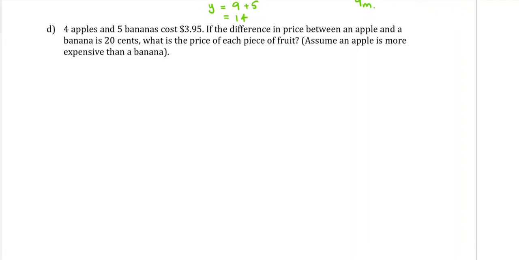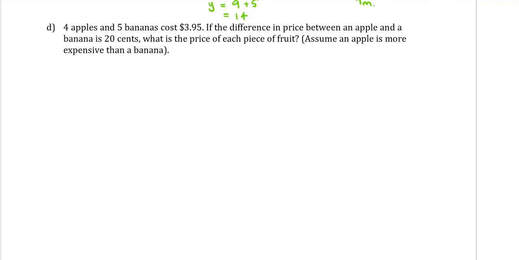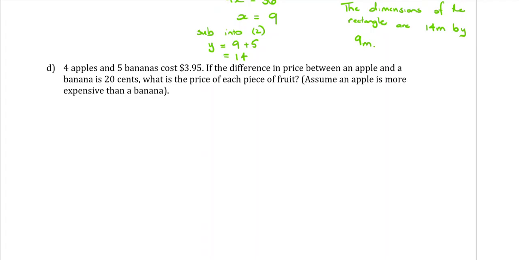Okay, part D. 4 apples and 5 bananas cost $3.95. So let's, for something different, let's use the letter A for apples and B for bananas. So 4A plus 5B is equal to $3.95. If the difference in price between an apple and a banana is 20 cents, what is the price of each piece of fruit? Assume that the apple is more expensive. So if the apple is more expensive and we subtract off a banana, that is equal to 20 cents.